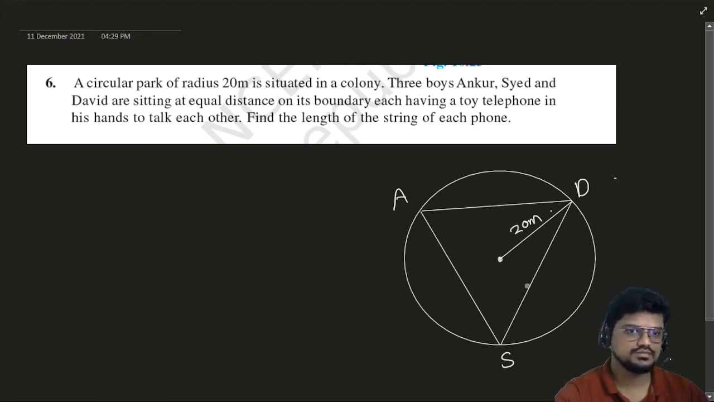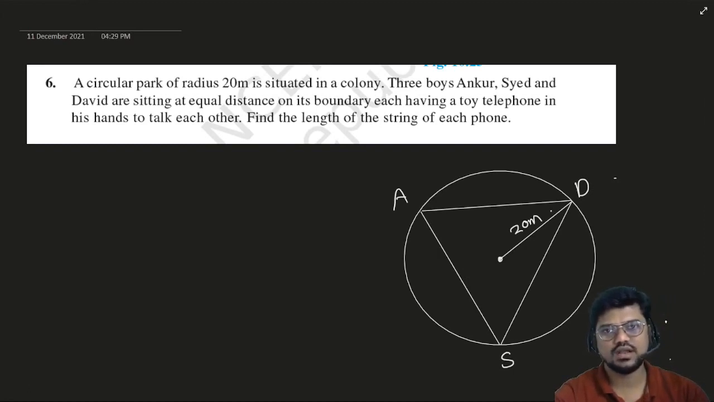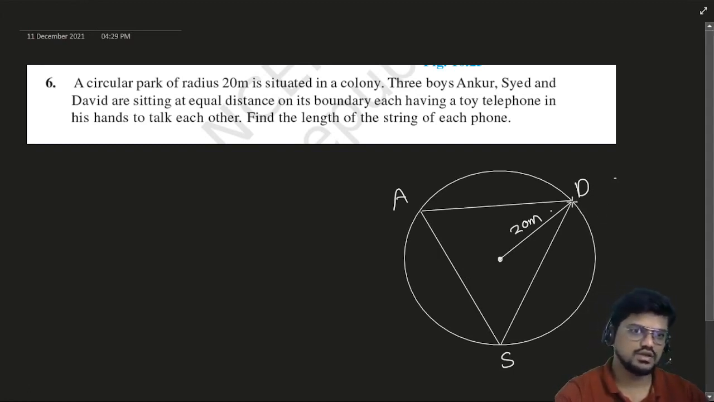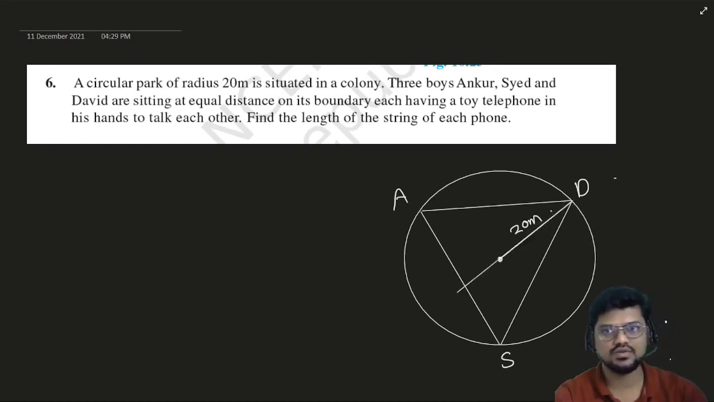I know that this is 20. Fine. How can I solve? I know that if I draw a line through the centroid of an equilateral triangle, it will cut this side in a perpendicular way.